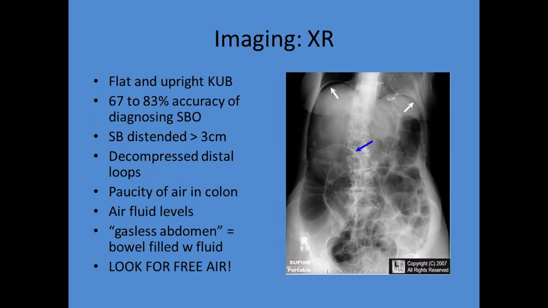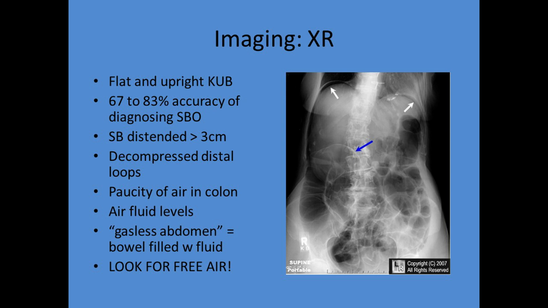Sure. So after initial blood work, you can typically start with an abdominal x-ray. Best way to identify free air is to get an upright. You will not be able to see this on a flat film. However, x-rays are only 67 to 83% accurate in terms of diagnosing a small bowel obstruction.